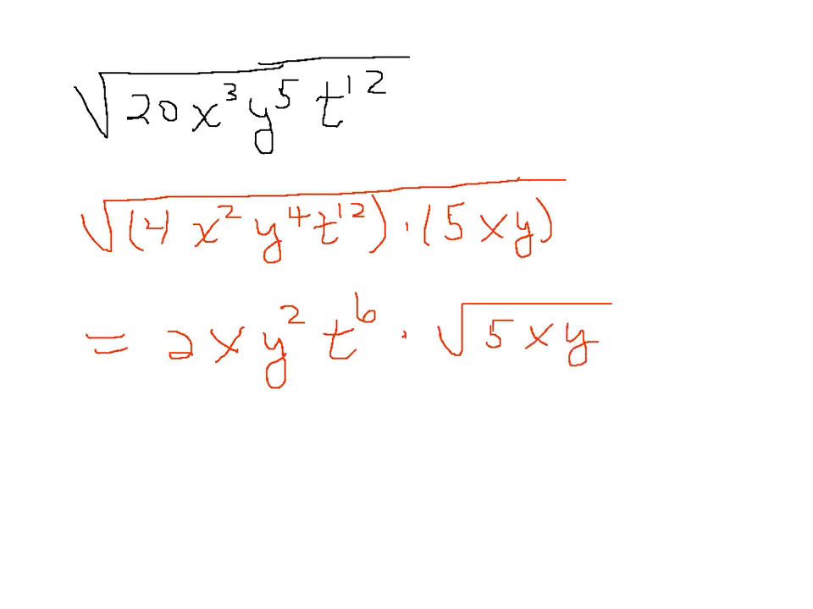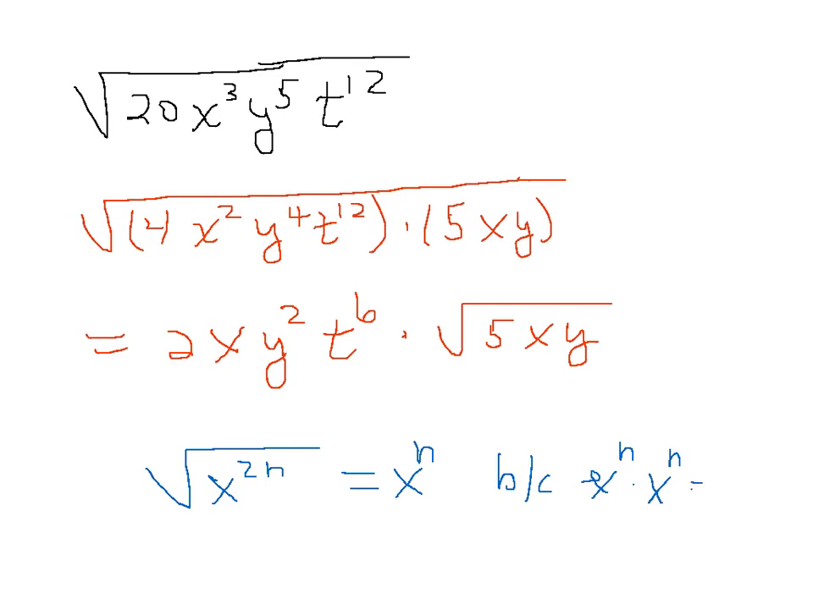So try to think about that. I guess, if I wanted to write it as a rule, what I'm saying is if you have the square root of x to any even number, which can be written as 2n, it's simply going to equal x to the n, and that's because x to the n times x to the n equals x to the 2n.